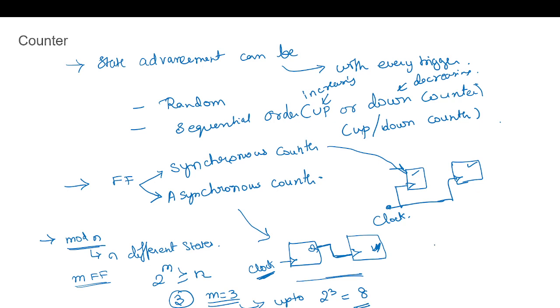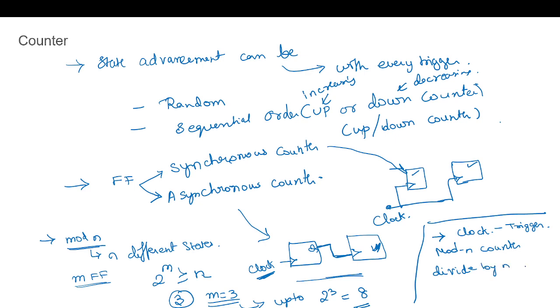And the next thing, usually the clock is given as the input trigger. So we use the clock as the trigger, and the mod n counter is also called a divide by n counter.